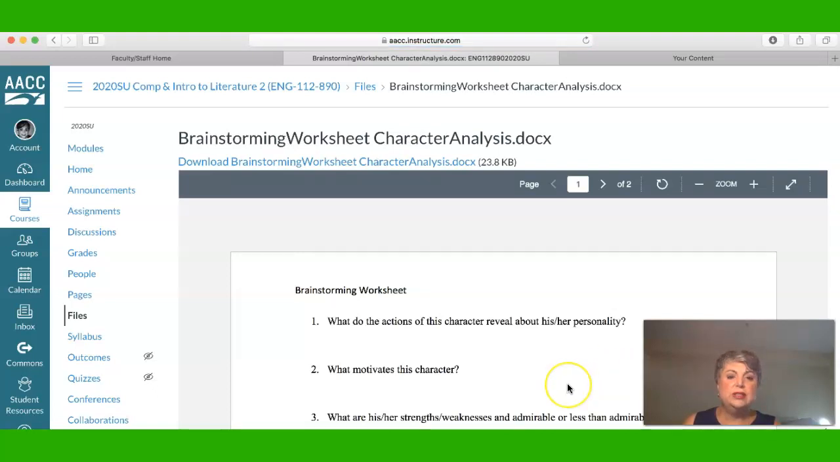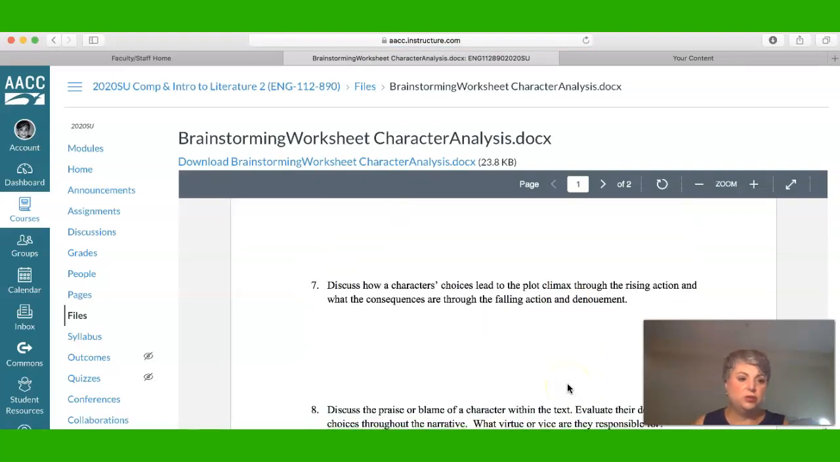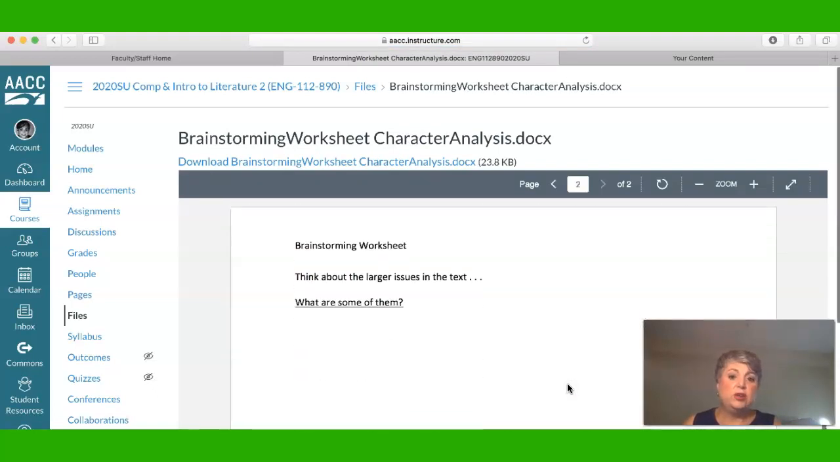Brainstorming worksheet. This is another optional tool, okay? These are just questions to help you think about the character that you're writing about. And feel free to copy and paste this, copy it down by hand on a piece of paper, copy and paste it into a Word doc, use all or part of it, but it's really just a brainstorming activity. Again, this is optional.